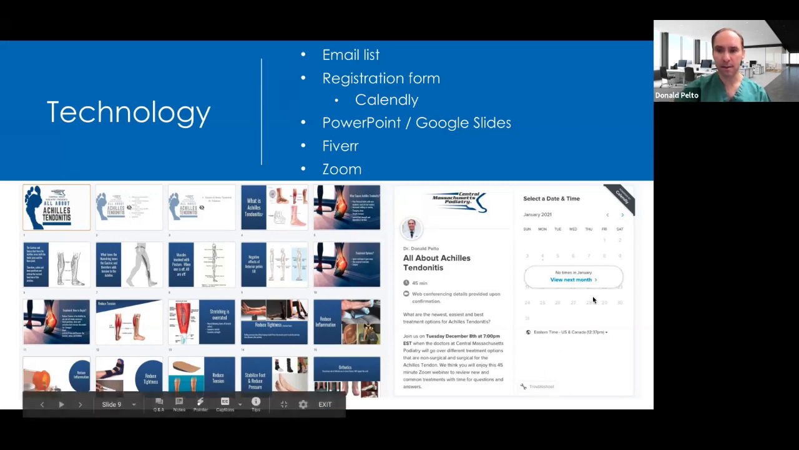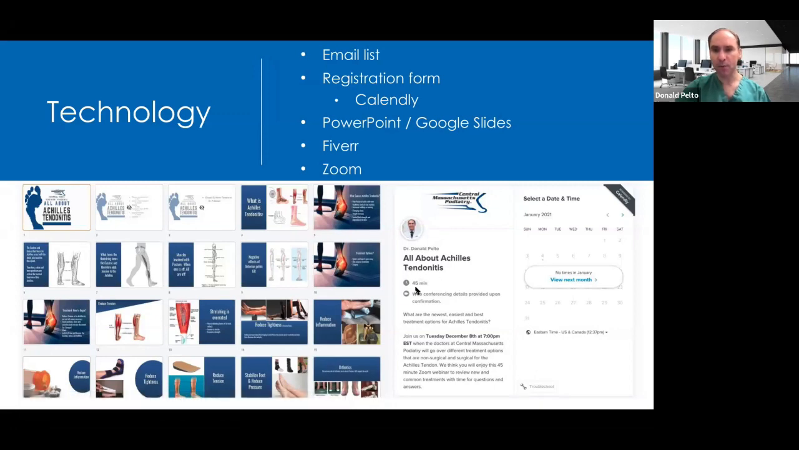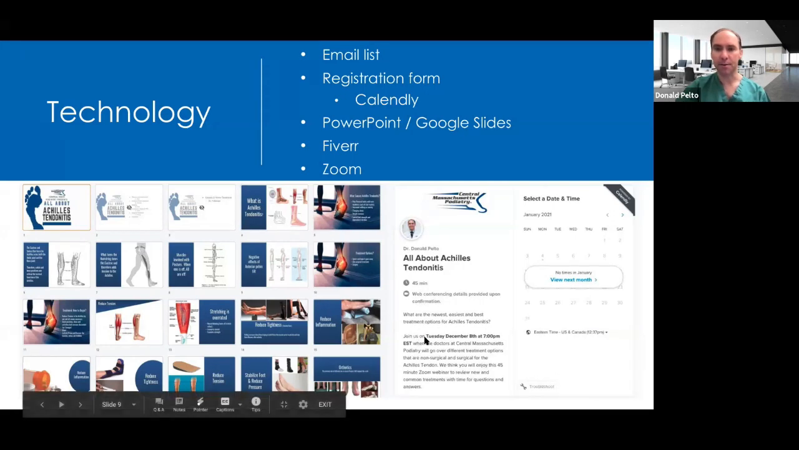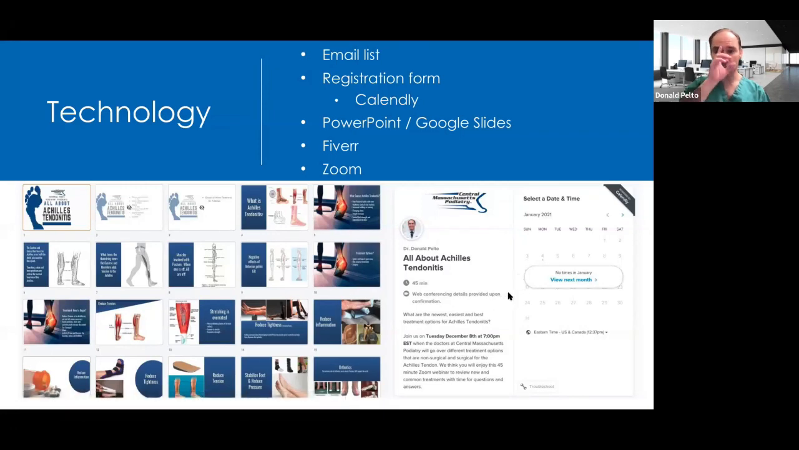And if you look, this is what the Calendly looks like on the bottom right-hand corner here. It says all about Achilles tendonitis, 45-minute webinar, and they're going to get the conferencing details when they sign up. And here you can see, join us on Tuesday, December 8th at 7 p.m. where we're going to talk about Achilles tendon. Then they choose the proper date. And when they choose it, they get an email confirming and also giving them the information.